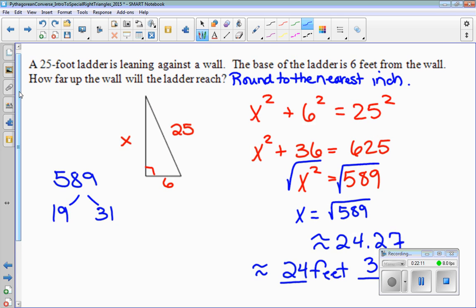So obviously, if we have a word problem, I want you to draw me a picture, always, and label what you know, and then just show the work that goes along with it.